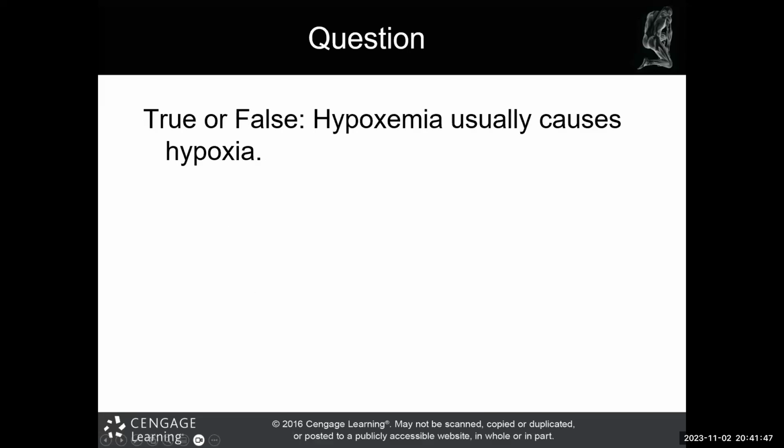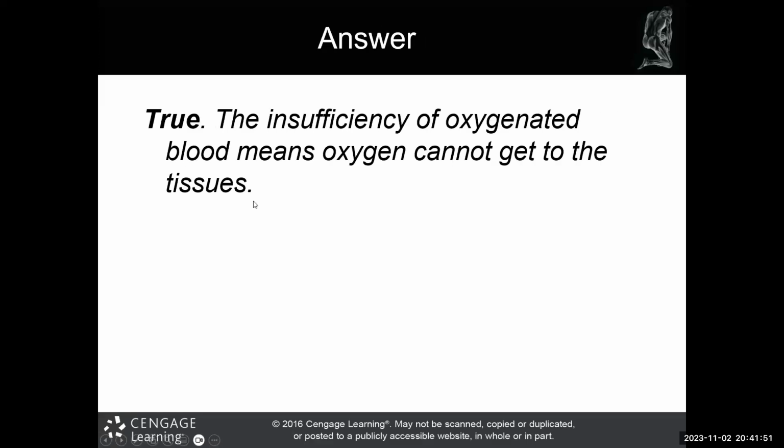True or false? Hypoxemia usually causes hypoxia. True. So hypoxemia means you're getting less oxygen, and hypoxia means your levels of oxygen are too low in the tissue.